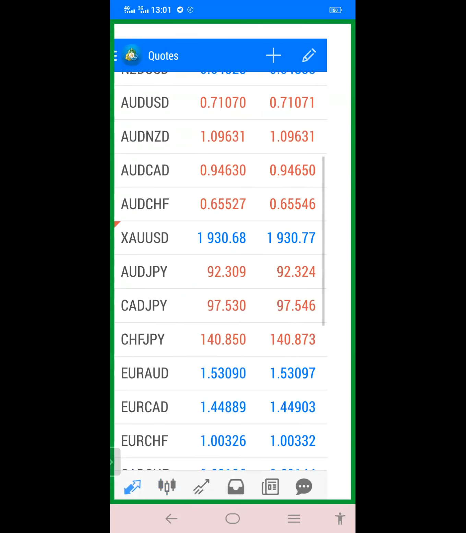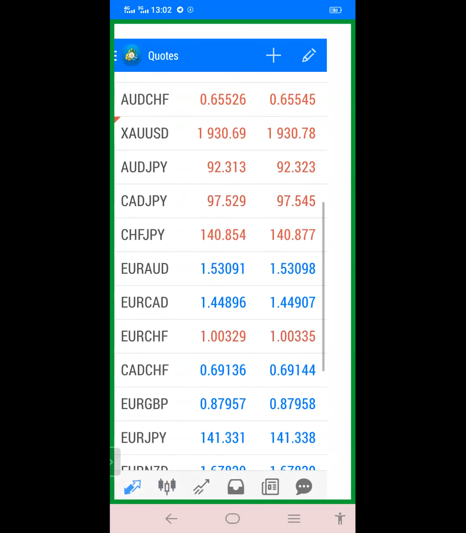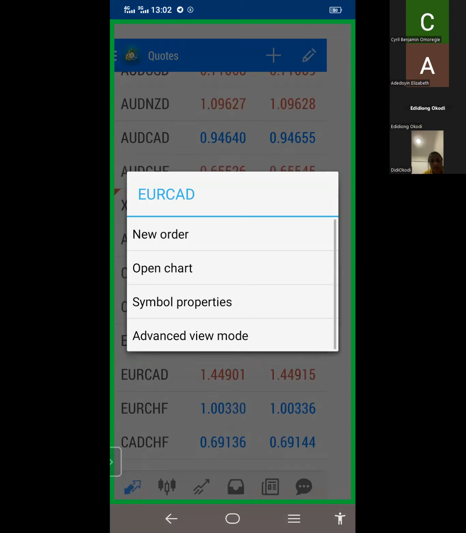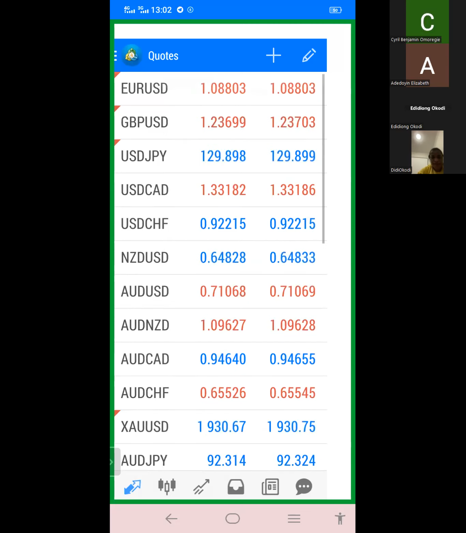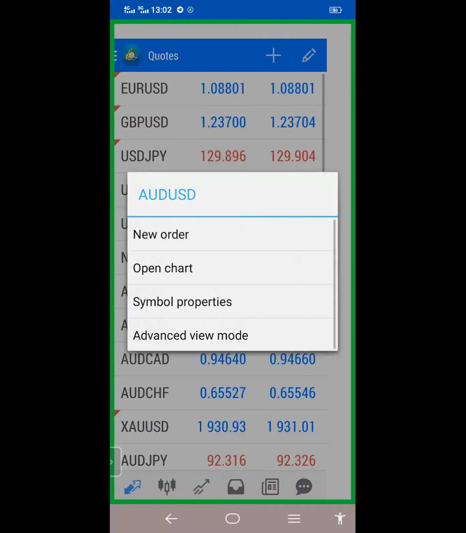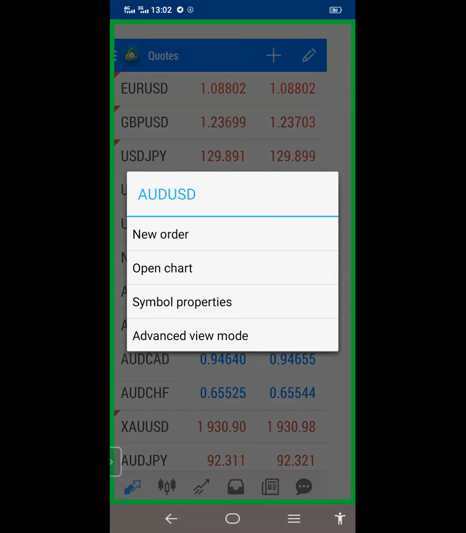Okay, so this is MetaTrader, for instance. Remember I told you that the list of currencies is divided. You can see EUR/USD, GBP/USD, USD/JPY, paired in twos by the broker. I want to place a trade on AUD/USD. I'll tap on AUD/USD. Once you tap on it, you see New Order.